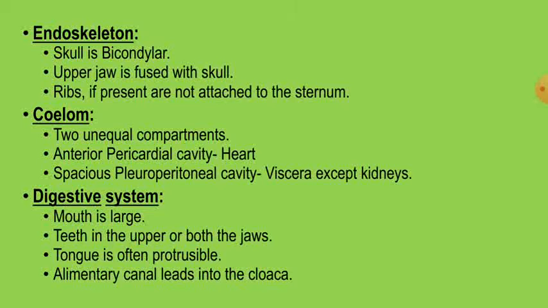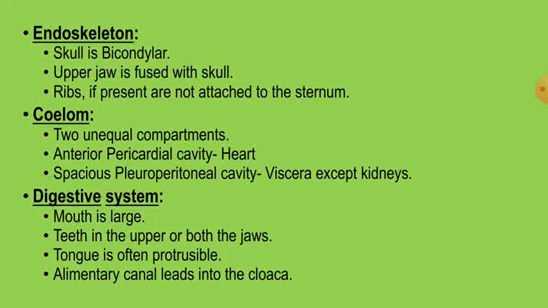So the coelom consists of two unequal compartments. The anterior one is the small pericardial cavity that contains the heart, and the second one is the spacious pleuroperitoneal cavity which contains viscera except the kidney.